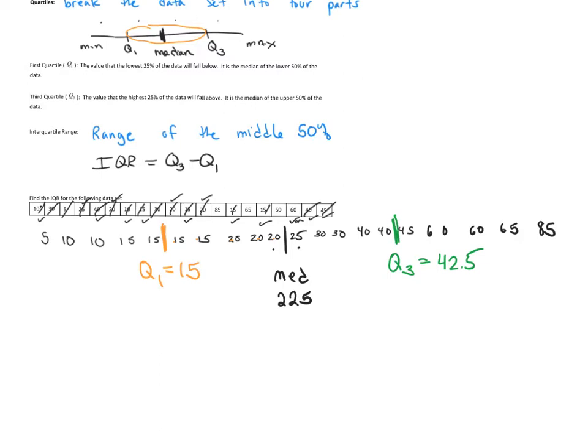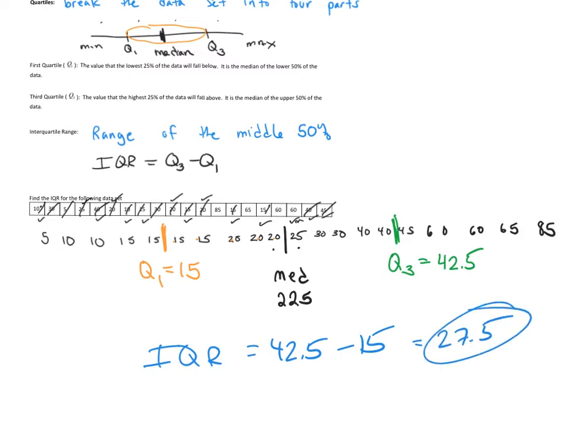So then if I want to find my IQR, I'll just subtract, so I'll do 42.5 minus 15. That is going to be 27.5. So that is going to be my IQR. And what that number represents is the spread between the lowest and the upper part of the middle 50%.